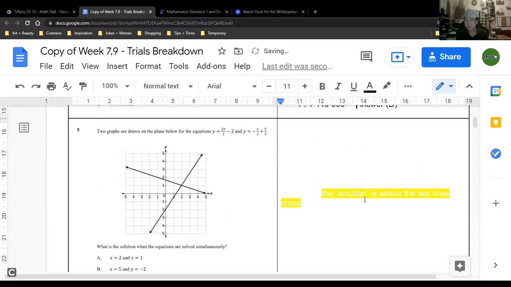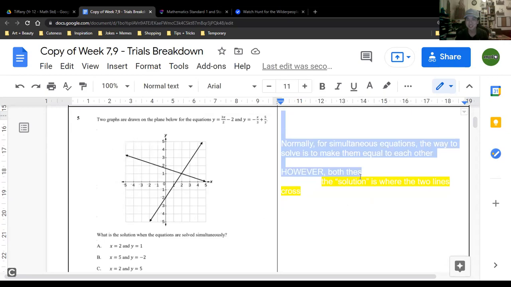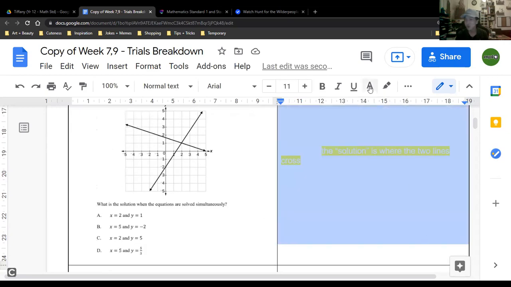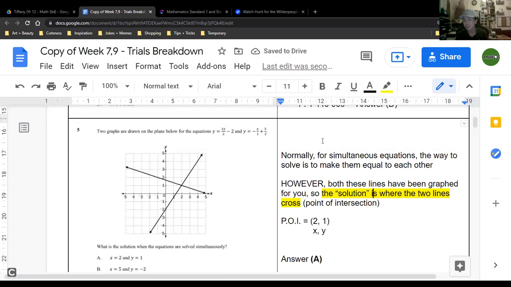Moving on. There's a bit of highlighting here. All right, so two graphs are shown, and they've graphed it for you, which is quite nice for this question, because normally when you get two simultaneous equations, you get only the equations and you have to solve them algebraically. But here they gave you two equations, y equals 3x on 2 minus 2, and y equals negative x on 3 plus 5 on 3. And they've graphed it for you. So here, all you have to do is look at the graph. This is actually an extremely fast question to do. It just requires you to visually inspect the answer as opposed to do algebra and derive it.